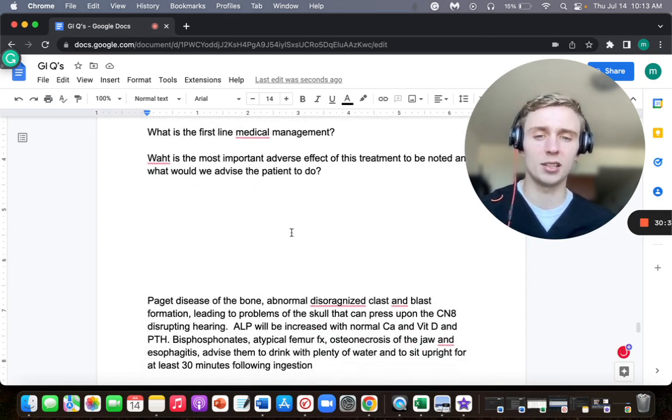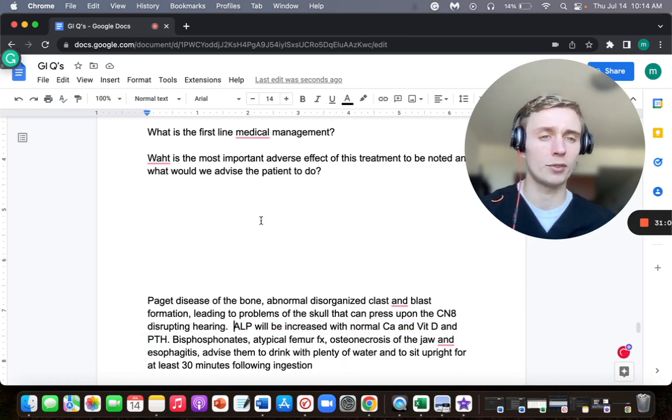This is going to be Paget's disease of the bone. It's abnormal, disorganized osteoclast and osteoblast formation, leading to problems of the skull that can press upon cranial nerve 8, the vestibulocochlear nerve, disrupting the hearing. So that's why they had the decreased hearing, as well as the head pain, just a diffuse overall skull pain from the skull increasing and decreasing with the clast and blast formation. So ALP is going to be increased incidentally, with a normal calcium, normal vitamin D, and normal parathyroid hormone as well. So just that increased alk-phos.